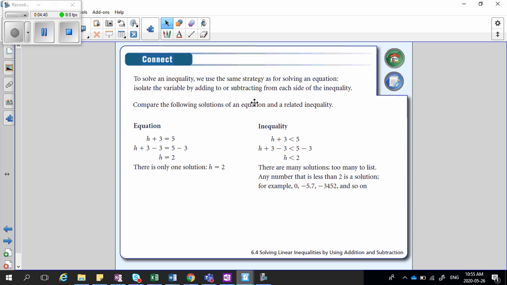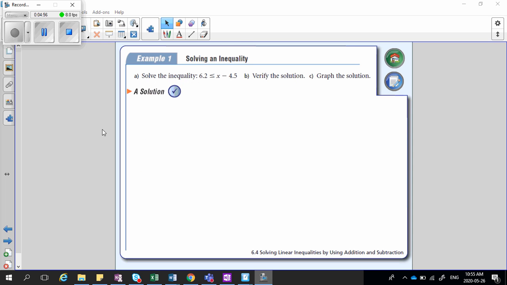The difference with an inequality is we have a whole bunch of solutions. h can be anything less than 2, so it could be 1, it could be 0, it could be -756. Those are all possible solutions to that inequality, whereas an equation only has one solution. So we'll look at an example of solving an inequality.